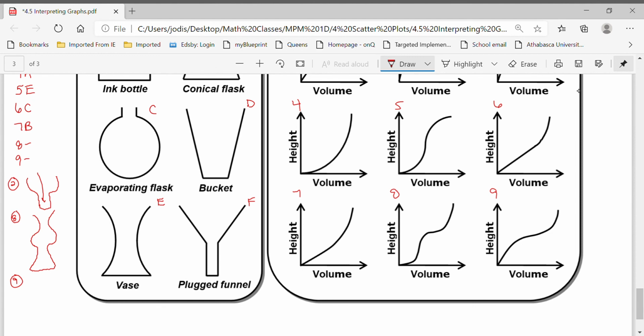And then for 9, kind of starts out fairly quickly, gets slower, and then quicker again. So something like that, right? So the bottom would fill quick, the middle part slow, and the top part fast again.